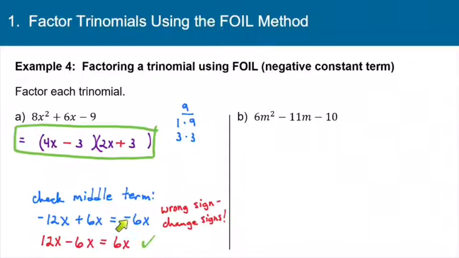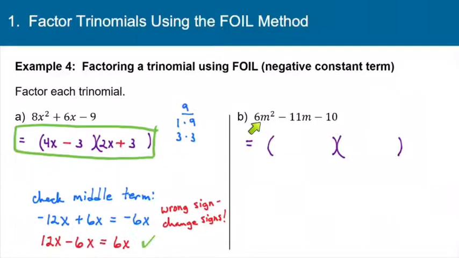So if your middle term adds up to the right number but the wrong sign, change the signs and that will fix the problem. Okay, now part B. Here we have 6m squared minus 11m minus 10. And notice that there's nothing besides 1 that goes into all three terms. So we can go ahead and set down our two empty pairs of parentheses.